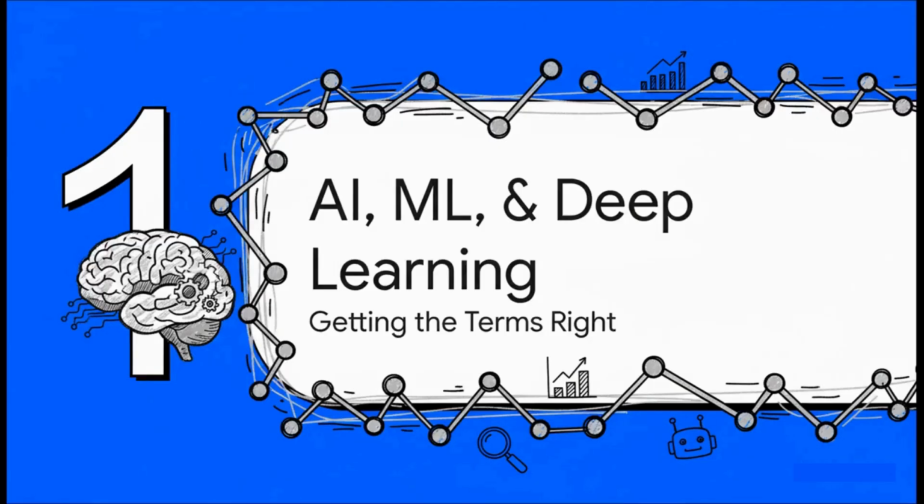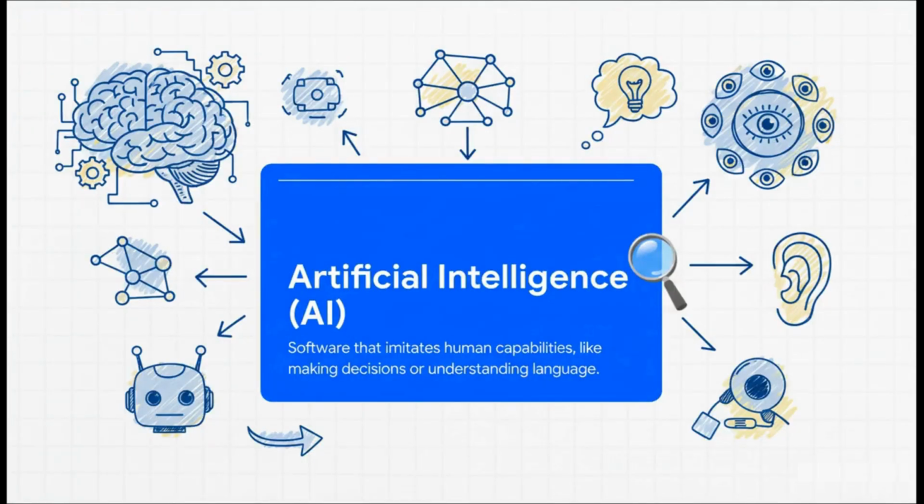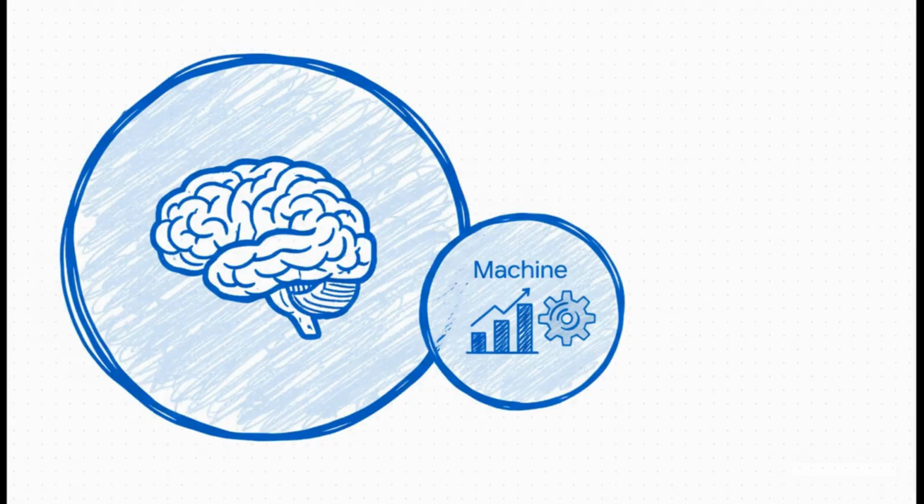All right, first things first. Let's get these terms straight. Understanding the difference between AI, machine learning, and deep learning is the foundation for everything else. So artificial intelligence, or AI, you should think of this as the biggest, broadest category. It's really the whole science of making software do smart things, things that normally require human intelligence. It's the giant umbrella that covers pretty much everything, from your email spam filter all the way to a self-driving car.